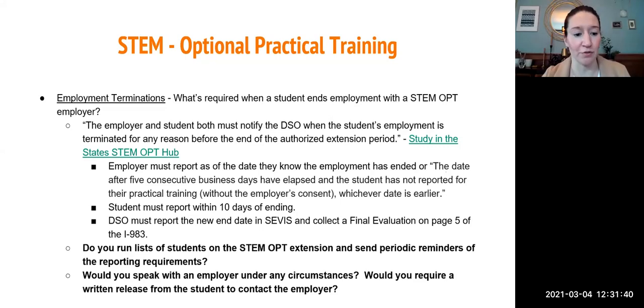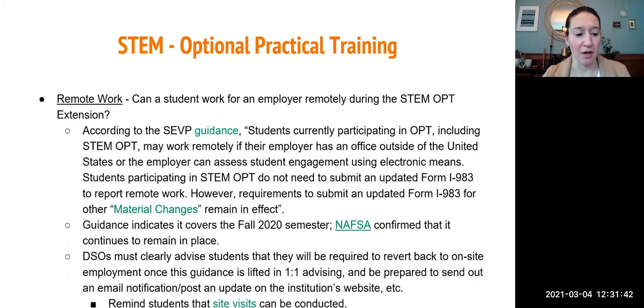That's great. Thank you guys for sharing that information. Nicole, if we could move to the next page about remote work. I'll go through this pretty quickly because I think this is pretty clear. Right now, international students are permitted to work remotely during the STEM extension. And that's, I think, pretty clear in the guidance. We have the links to the guidance about this information here.